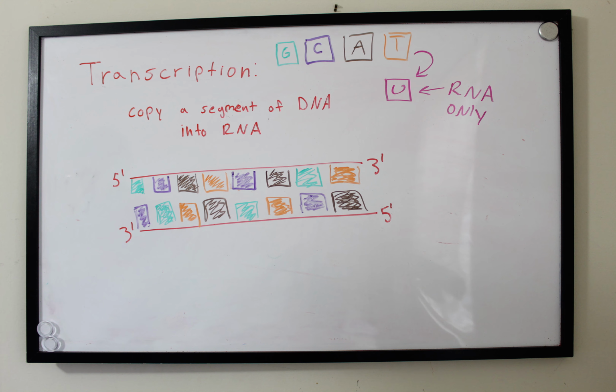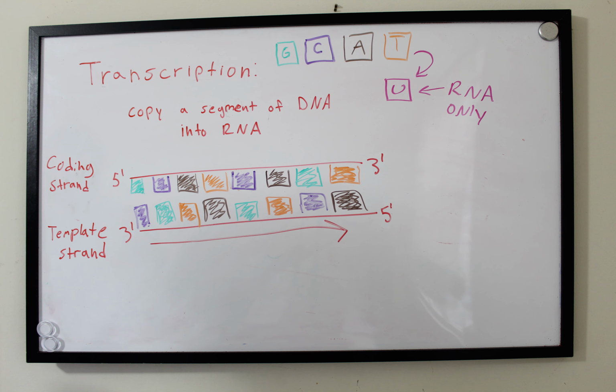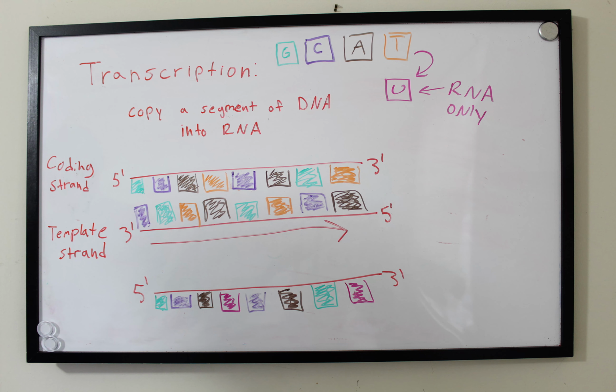The strand of DNA being read will be called the template strand, and its complementary strand will be called the coding strand. The template strand will be read in the 3' to 5' direction, and RNA will be transcribed in the 5' to 3' direction. The sequence of RNA will match up with the coding strand, which is why it's called the coding strand, except in the case of RNA, the thymines will be swapped out with uracil.